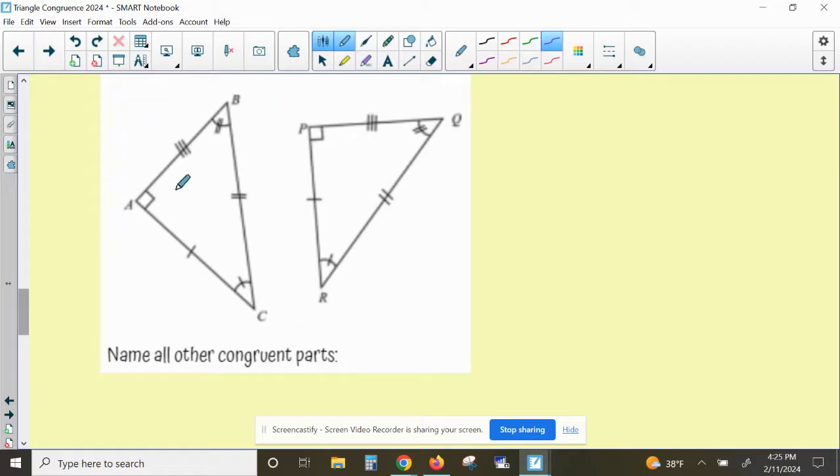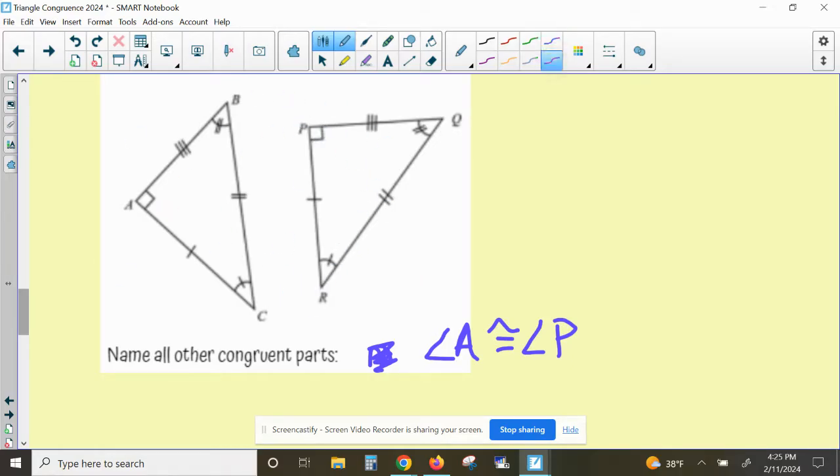For example, in this picture, we would see angle A is a right angle and angle P is a right angle. So one of our statements would be that the measure of angle A is congruent to angle P. That's one of them. Now we could also talk about sides.